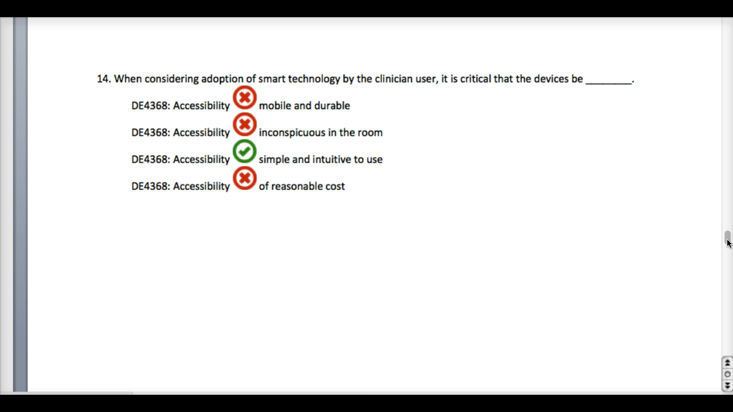Simple and intuitive. Well, that sounds like it might be really important, because if you're going to implement this for both clinical staff and patients, it has to be simple. And reasonable cost, again, that certainly may be a driving factor. There are a number of these that could potentially be the correct answer. But when you look at these questions, what is the most important one there? That it's simple and intuitive to use. On page 132 to 133.